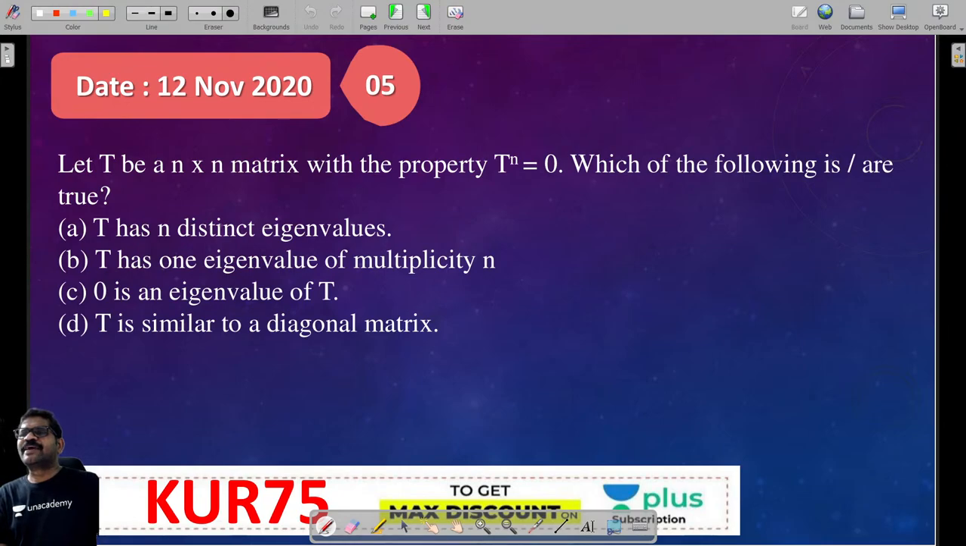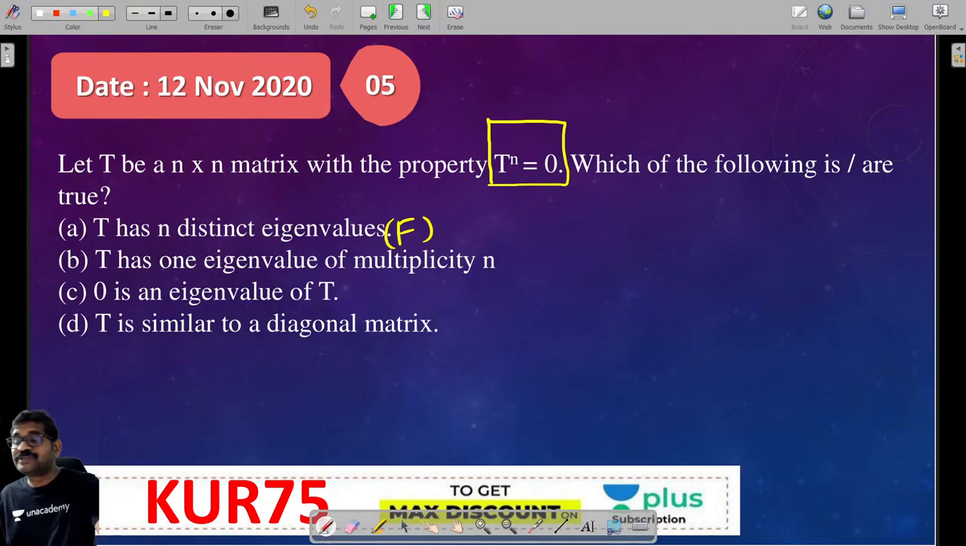Let T be n cross n matrix with the property that T power n equal to 0, then which of the following is true? So here, just by observation you can say T power n equal to 0. If you say matrix is T, then T power n equal to 0. So T has n distinct eigenvalues is false. First statement is false. Because if T power n equal to 0, characteristic polynomial is x power n equal to 0.